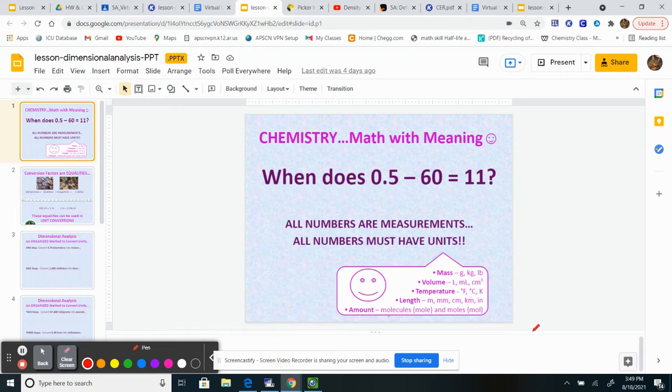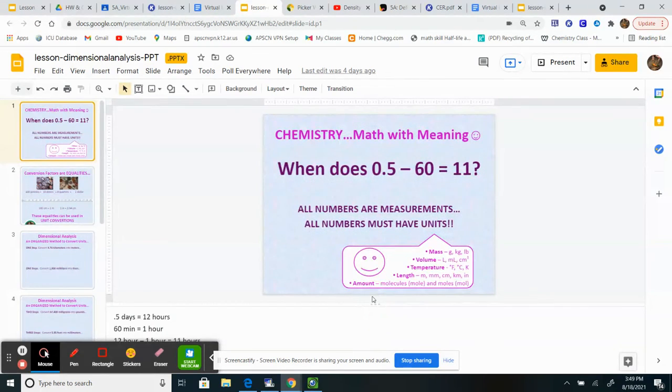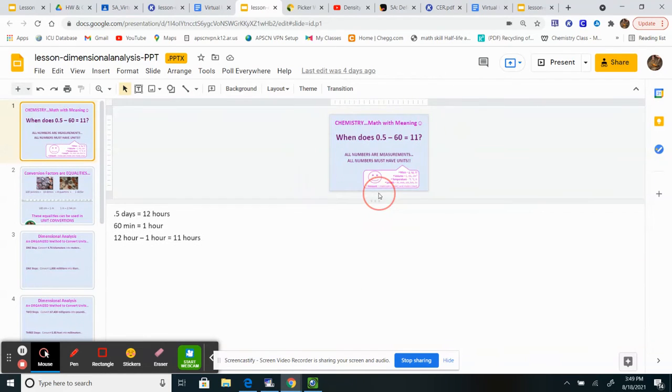So if I pull up or extend my explanation here, you see that half a day is equal to 12 hours, 60 minutes is equal to 1 hour. So essentially the math problem is saying 12 hours minus 1 hour equals 11. So units matter.